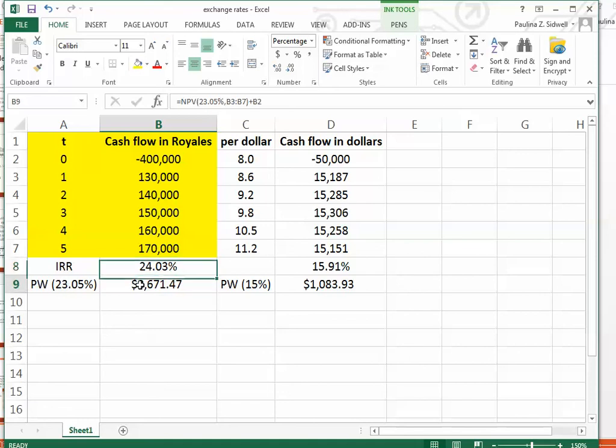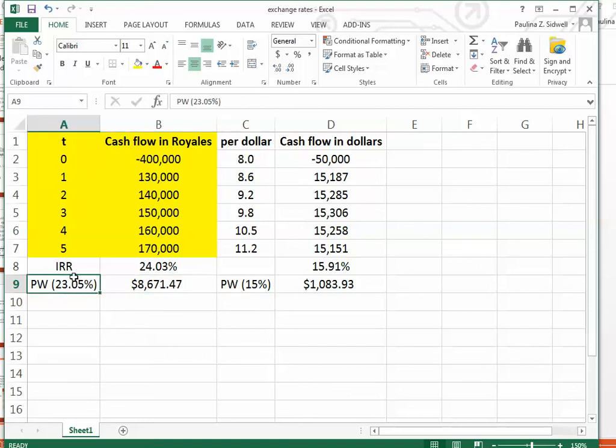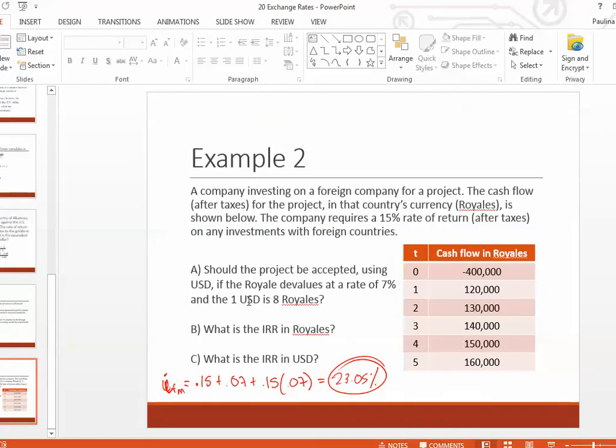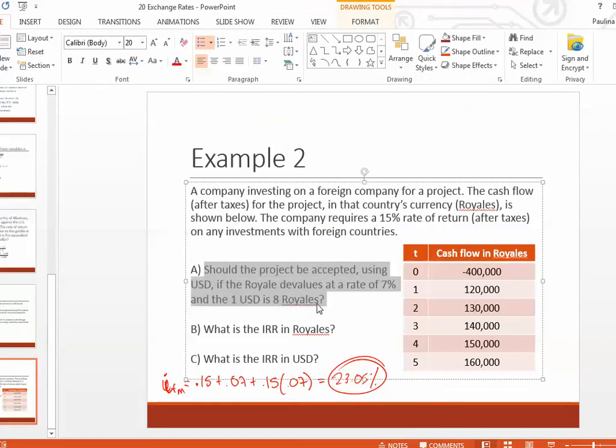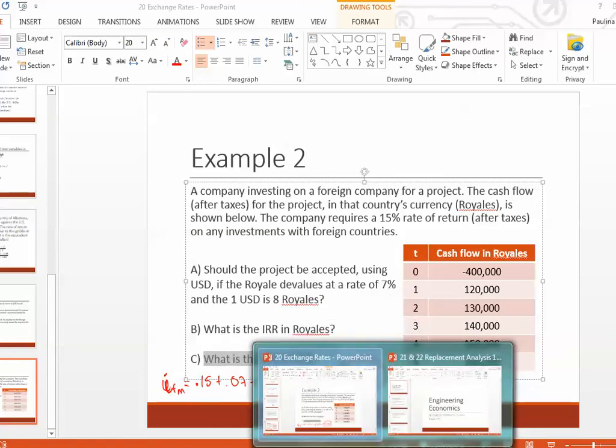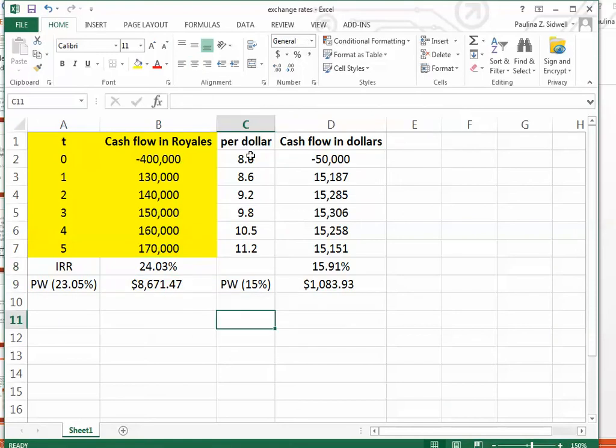We also can calculate the present worth. This is an alternative way to do it. Calculate the present worth using what we found in the previous problem, and it gives us a positive present worth, of course. So this is higher than that, and that's what's important. The question is, should the project be accepted? The answer so far would be yes. We wanted to find the internal rate of return in Royales, and we just did. Now we're going to do it in US dollars, and it should just corroborate our decision.